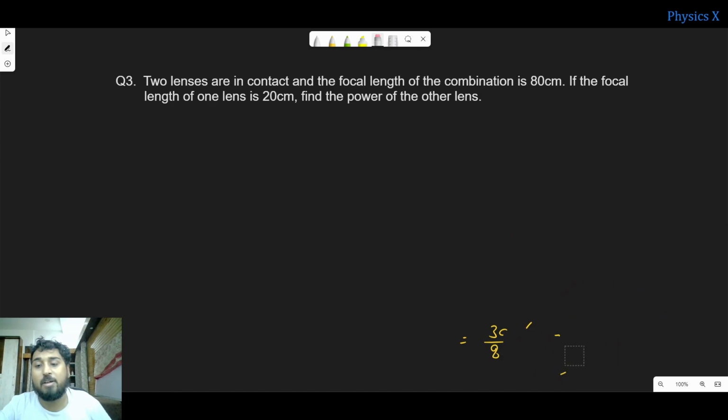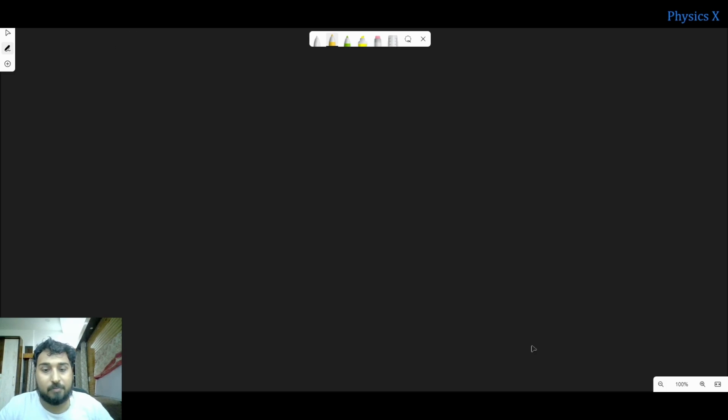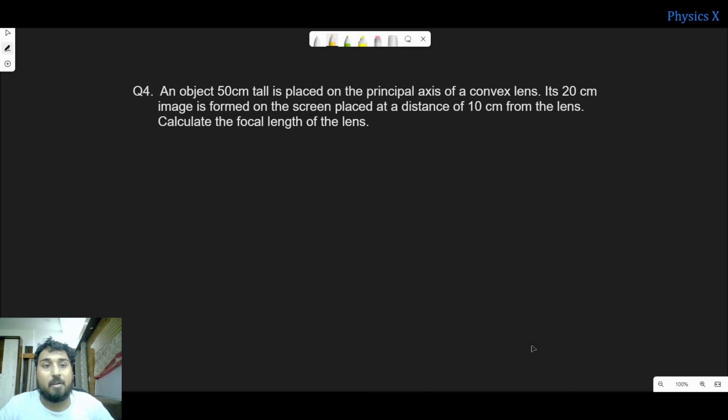Now let us move to the next question. An object 50 centimeter tall is placed on the principal axis of a convex lens, right? So what is U? Not U. It is giving the height of the object. So what is H? H is 50 centimeter. Its 20 centimeter image is formed on the screen. So on the screen means it is a real image. Convex lens he is giving and he's mentioning it on the screen. It means it is a screen he mentioned, right?